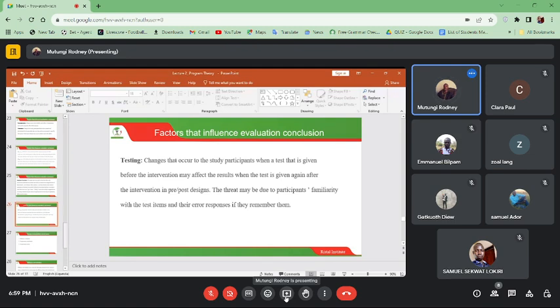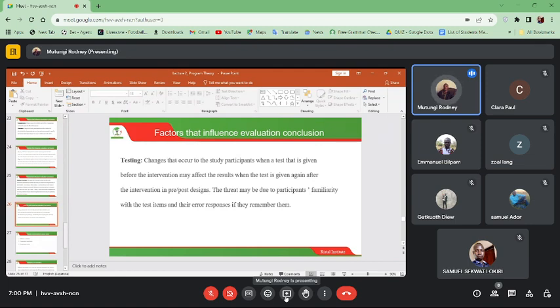Okay, so if you give these participants the same questionnaire that you want to administer to them after the program, then they might try to remember what they answered in the questionnaire before the program, and then they will repeat the same answers. So that will influence or affect your evaluation conclusion. So we always need to anticipate all these factors so that we can put in place measures to prevent them.